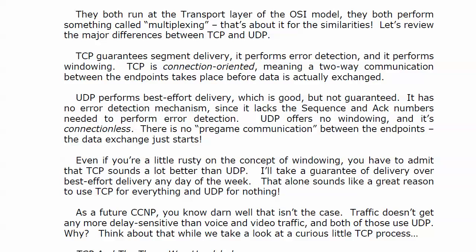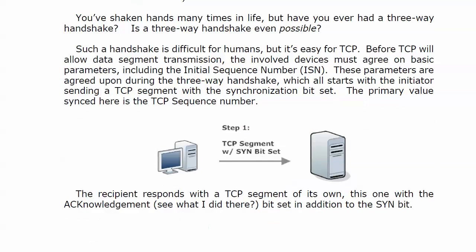Now, even if you don't remember what windowing is, and I'm sure you do, but if you don't, we're going to review it in a moment, you have to admit that TCP sounds a lot better than UDP, because I'll take a guarantee of delivery over best effort delivery any day of the week. But as a future CCNP, you know that's not the case as far as using TCP for everything and UDP for nothing. Traffic doesn't get any more delay sensitive than voice and video traffic. If you get just a little bit of jitter in a voice over IP call or any of your Cisco voice, oh man, your phone starts ringing like crazy. So we can't really afford any delays. Well, all of your voice and video traffic, it's using UDP. Well, let's think about why when we take a look at a curious little TCP process, that three-way handshake.